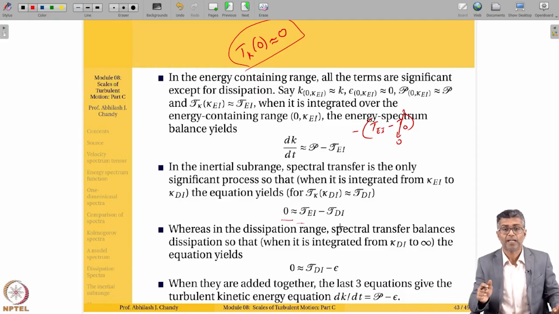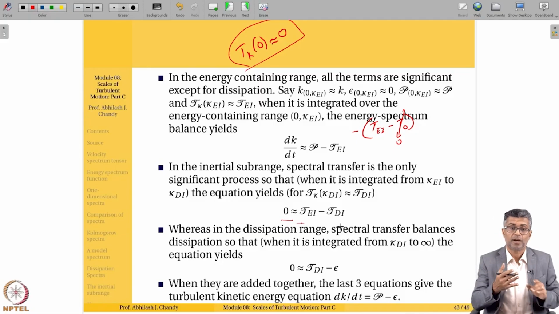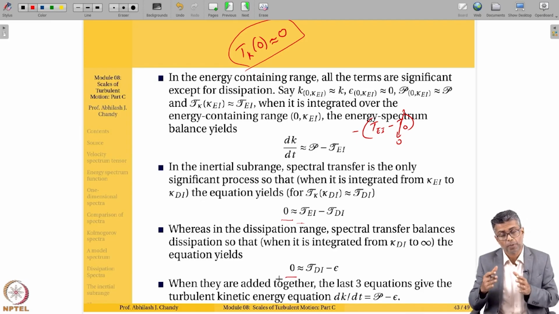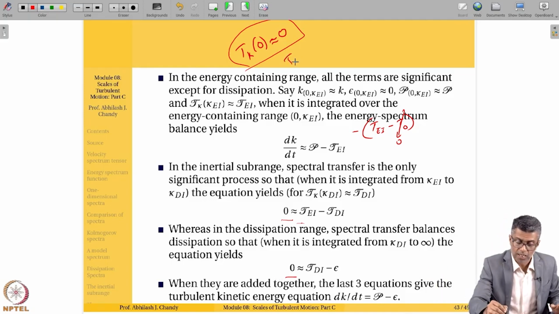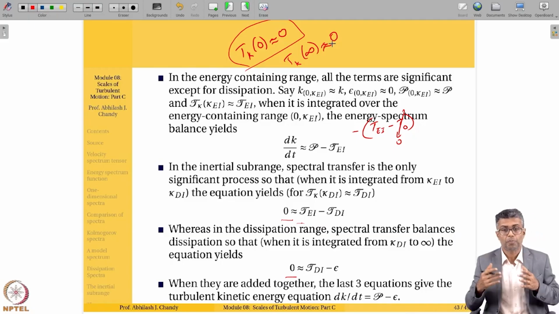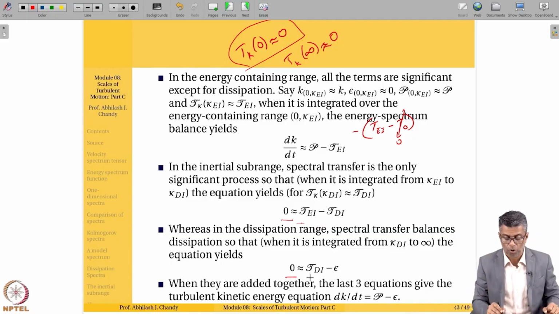Okay. Then finally, the dissipation range. Here, only dissipation is significant. Of course, spectral transfer is also significant. What I mean is, turbulent kinetic energy is not dominant, production is negligible as well. So the production term goes to 0, and as far as the spectral energy transfer rate is concerned, since T of infinity is 0, so T of kappa infinity is 0, isn't it? Because it is at infinity it is equal to 0, all you have is TDI minus epsilon.